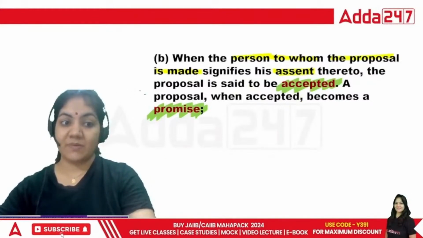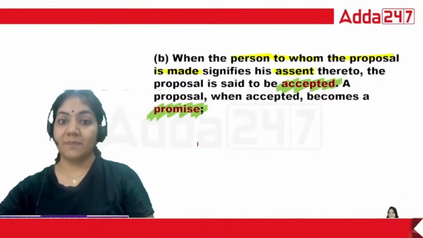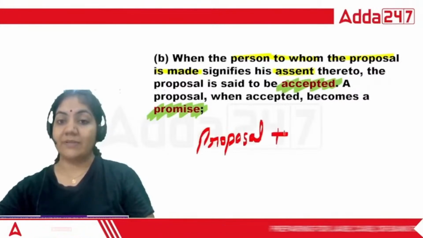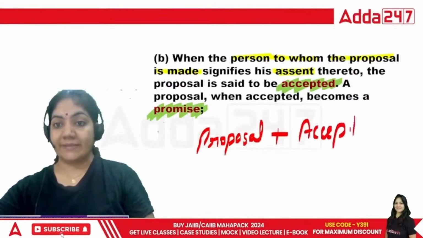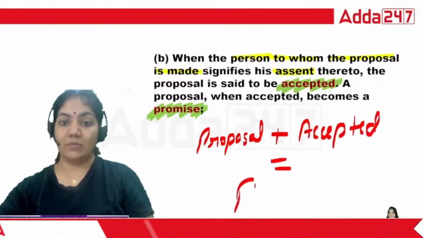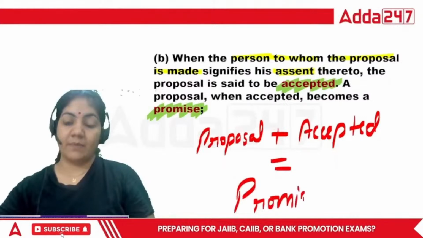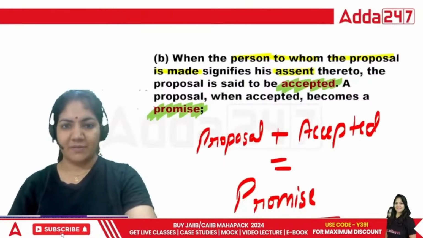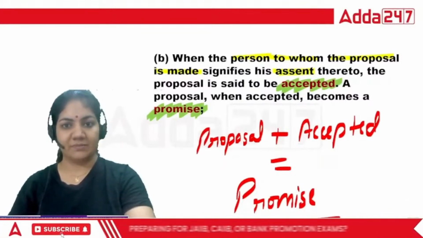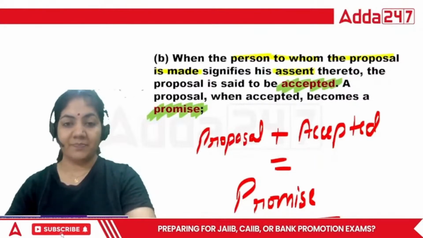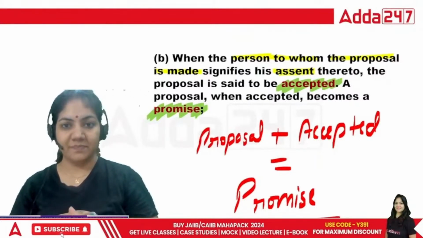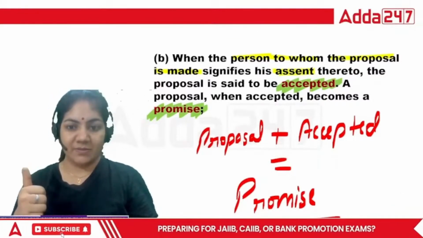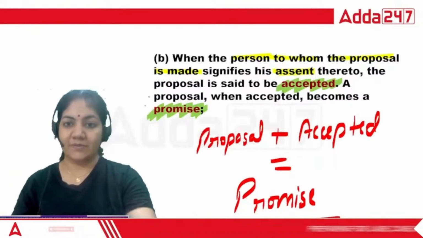And what is promise? The promise is basically when proposal is accepted, that is equal to promise. When proposal is accepted, guys, that is equal to promise. So this is the simple term of this one. That is clear? Yes, guys. Proposal plus acceptance is equal to promise. I think 3 terms we have done: proposal, acceptance, and the promise.